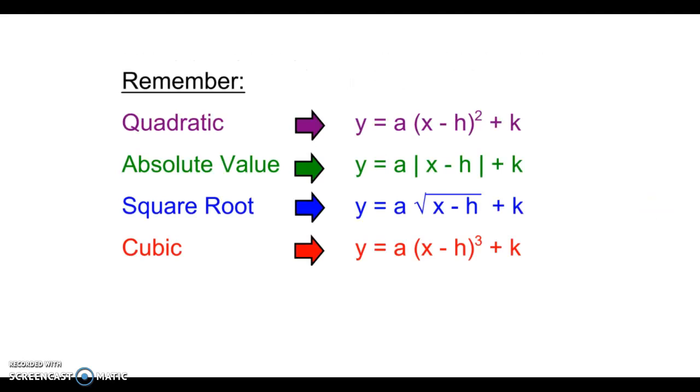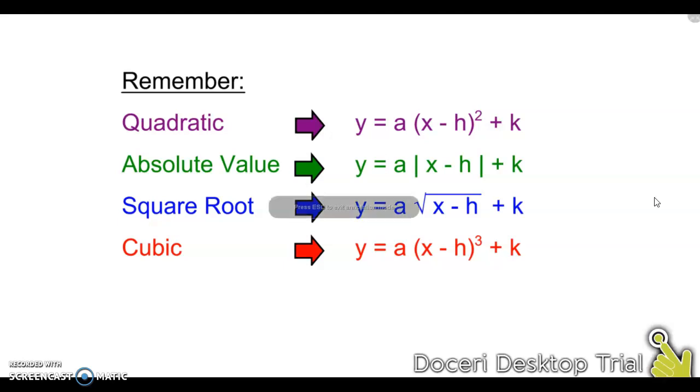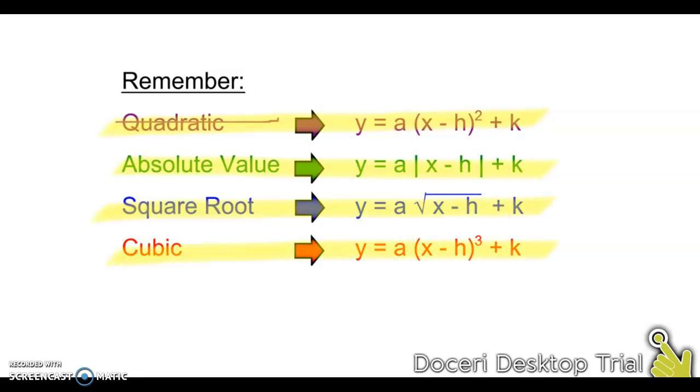So remember, this is your quadratic. This is your absolute value. Sorry. Quadratic. This is your absolute value, where you're going to find the a, h, and k. This is your square root. This is your cubic. The a is in front. The h is included. And the k is on the back end.